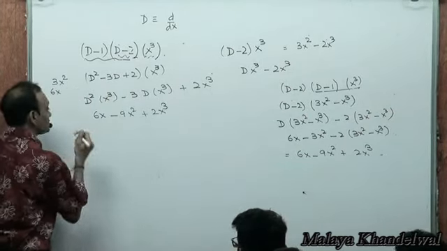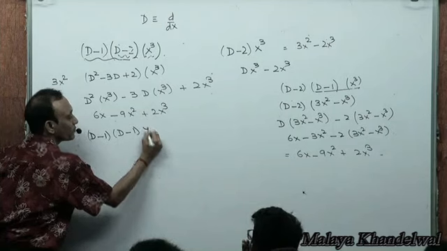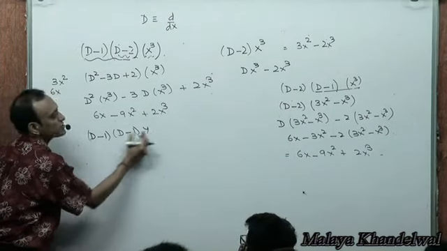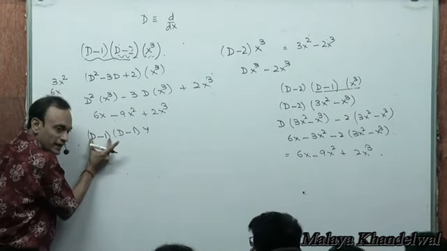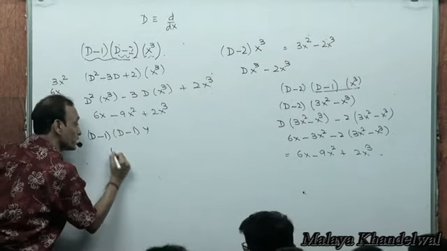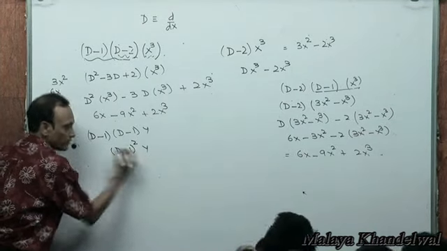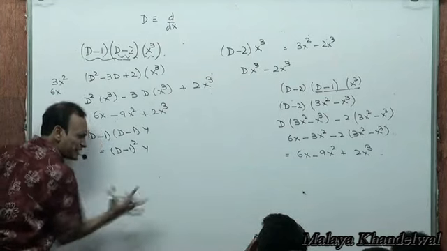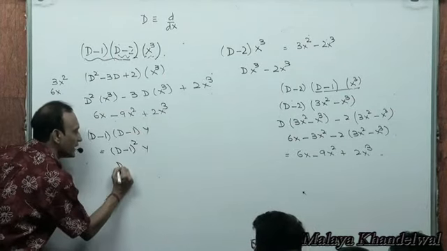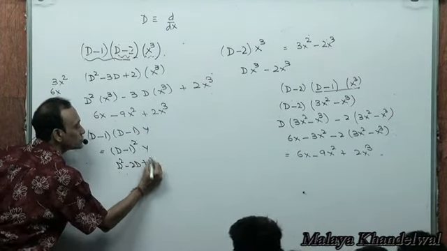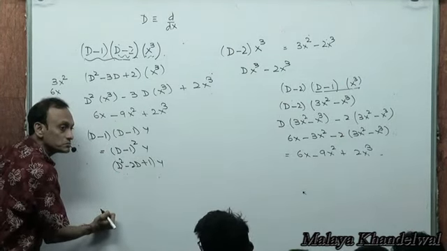Which means, if I have, say, d minus 1, d minus 1 acting on y, I could do this d minus 1 acting on this y, and the output of this is being acted upon by another d minus 1. Or I could have mentally imagined this to be a square kind of a thing, and then for a moment forget that it's an operator, expand this binomially. I get d squared minus 2d plus 1 acting on y. Yes or no? You know what I'm saying?